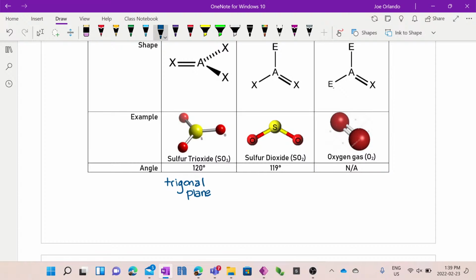Trigonal planar. Trigonal planar. And again, I don't like this diagram because what should this include? It's got to have a double bond, all right? Doesn't work if there's not a double bond.